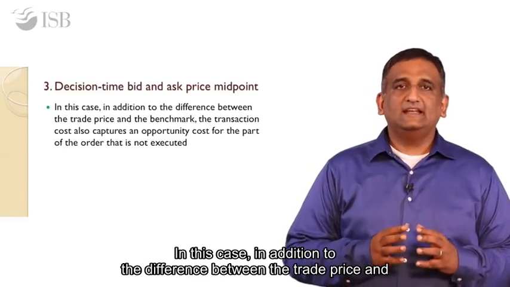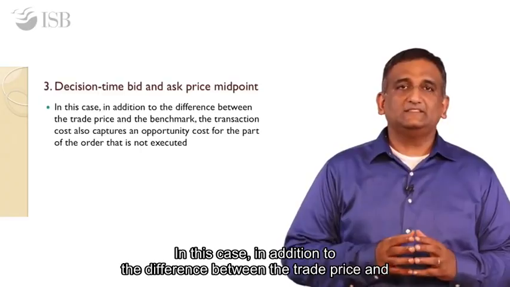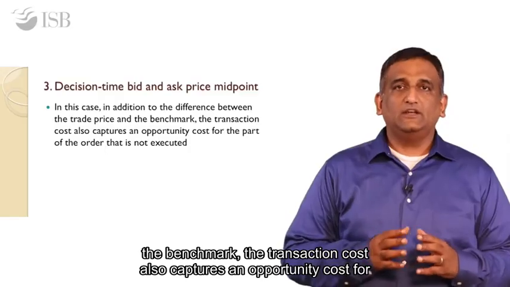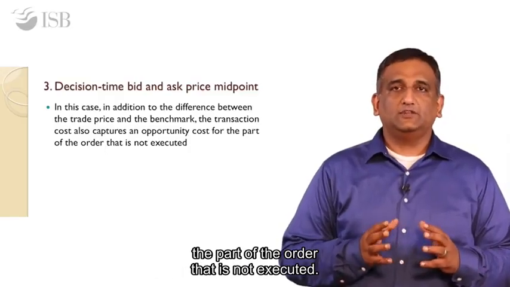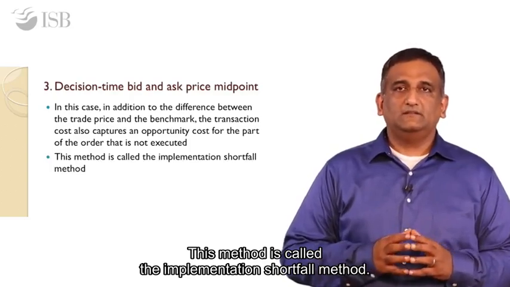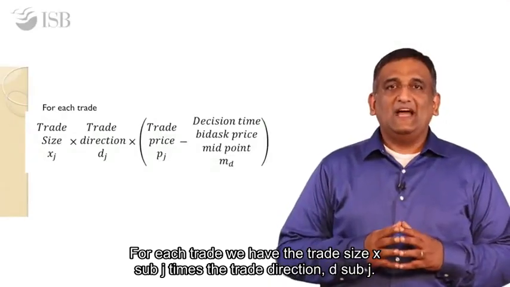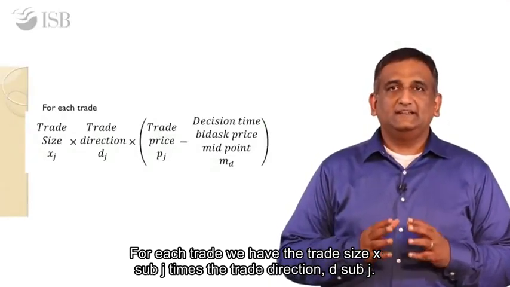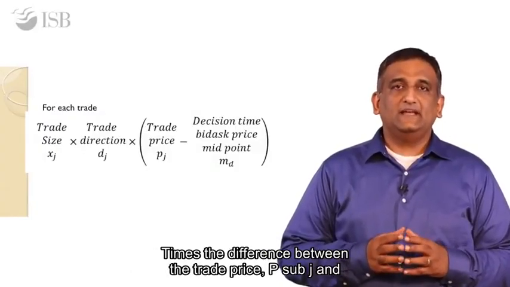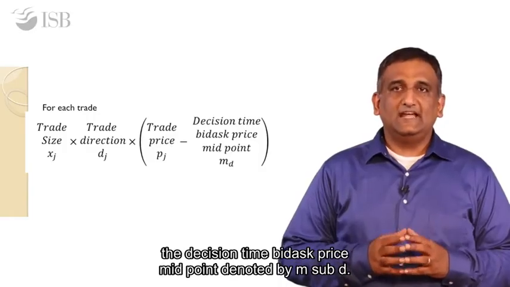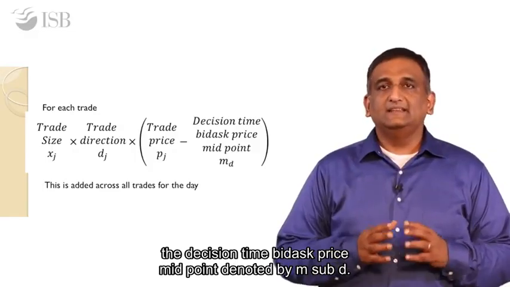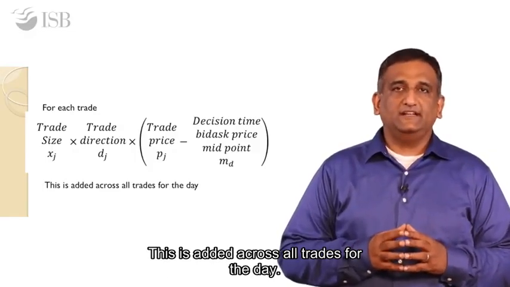In this case, in addition to the difference between the trade price and the benchmark, the transaction cost also captures an opportunity cost for the part of the order that is not executed. This method is called the implementation shortfall method. For each trade, we have the trade size X sub j times the trade direction D sub j times the difference between the trade price P sub j and the decision time bid ask price midpoint denoted by M sub D. This is added across all trades for the day.